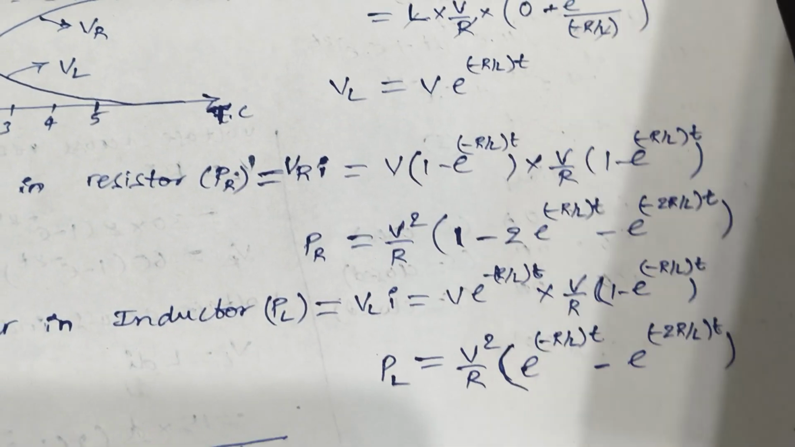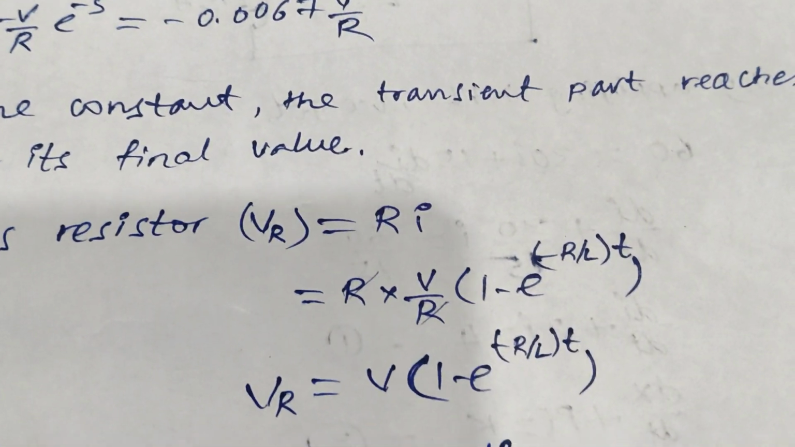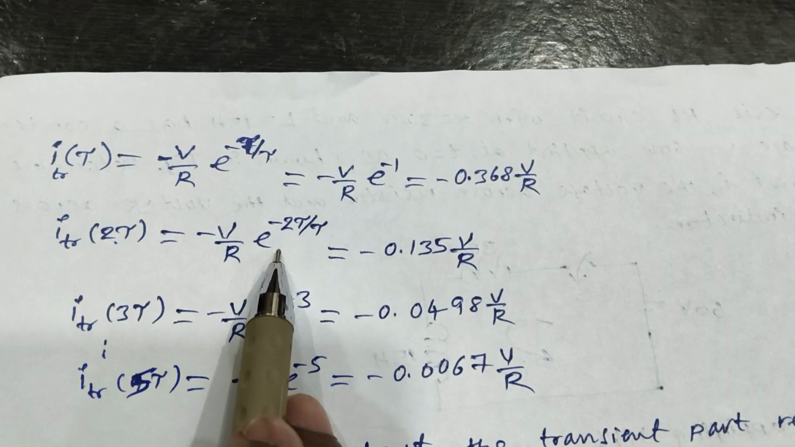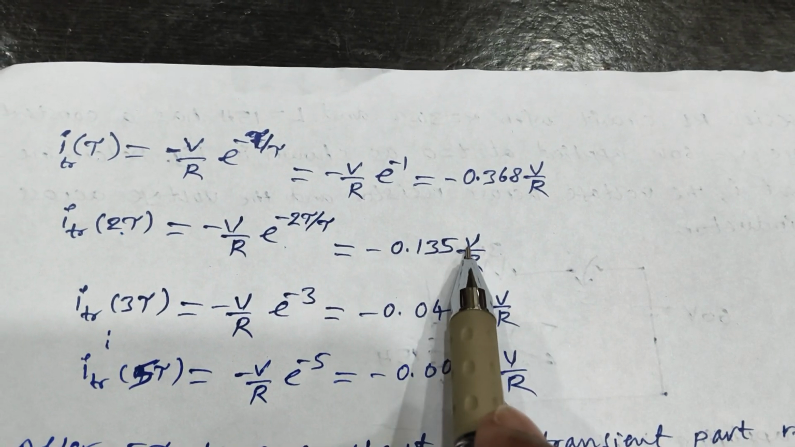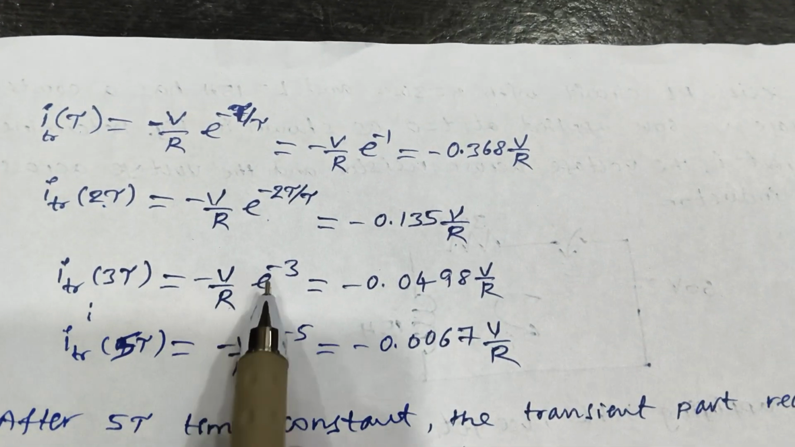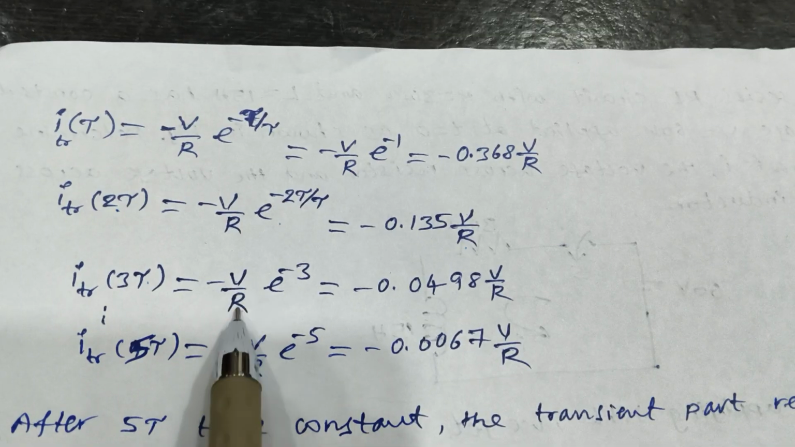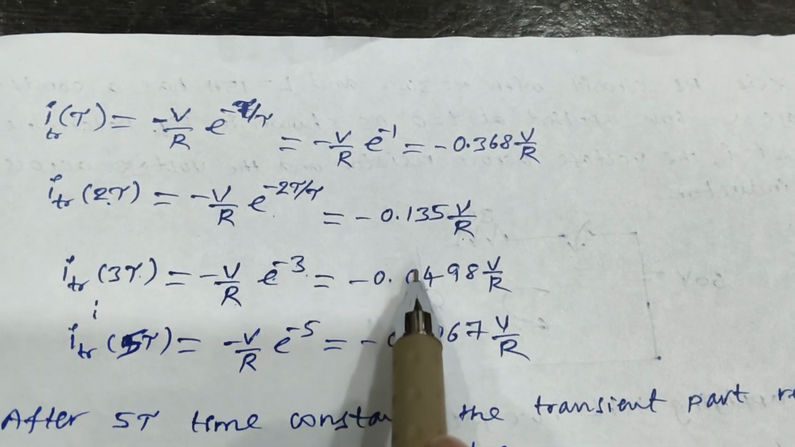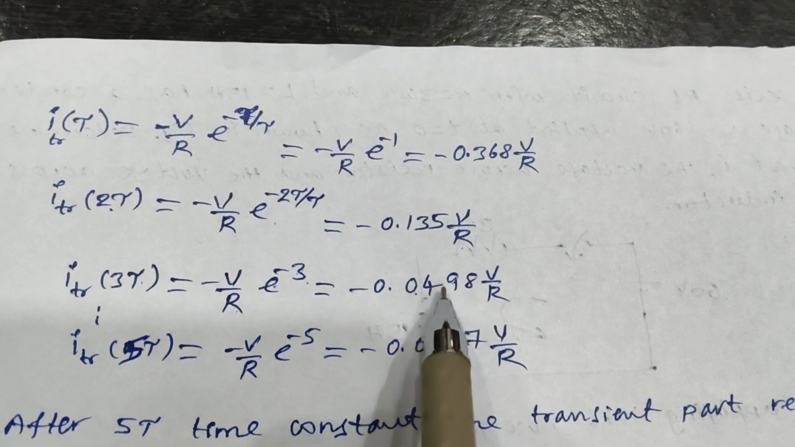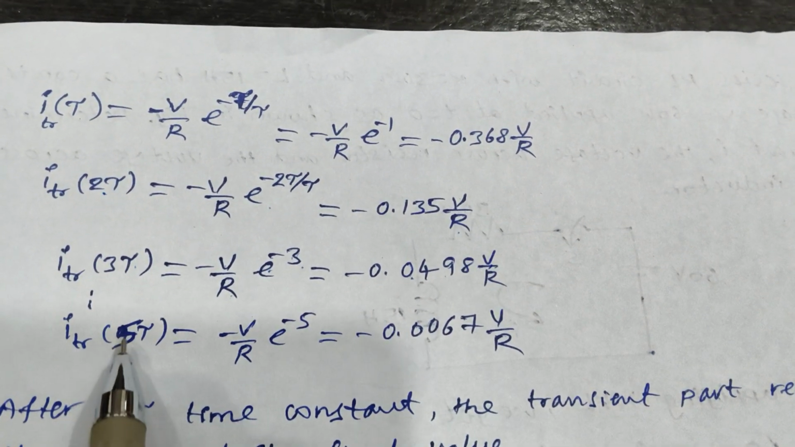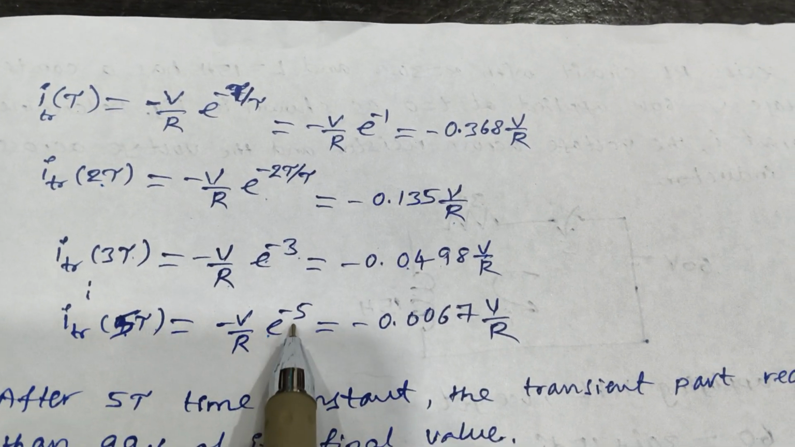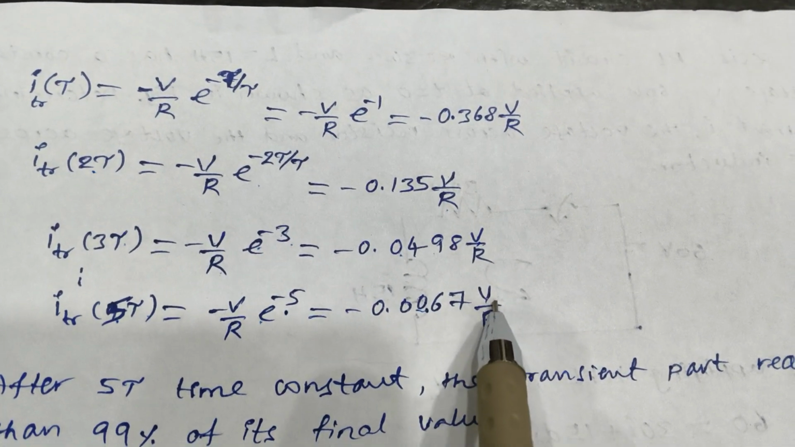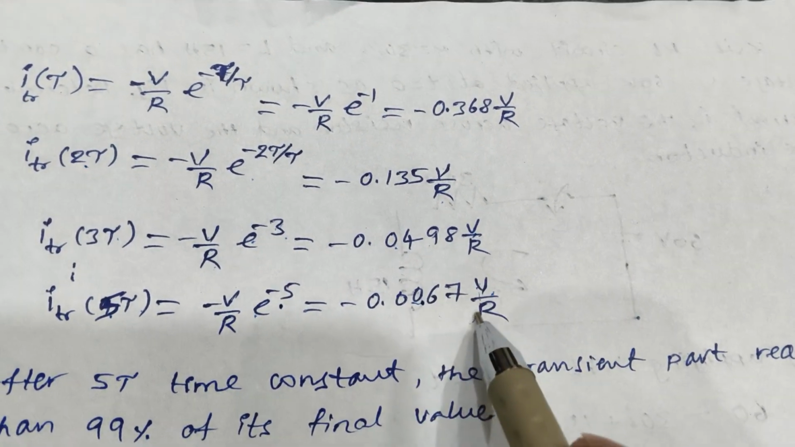In a similar way, if we substitute 2 tau in the same response, it is 13.5 percentage of V by R. At 3 tau, e power minus 3 gives 4.98 percentage of V by R. If you substitute 5 tau, e power minus 5 will give 0.6 percentage of V by R. That means it has almost reached the steady state.